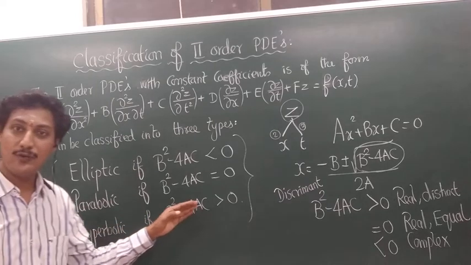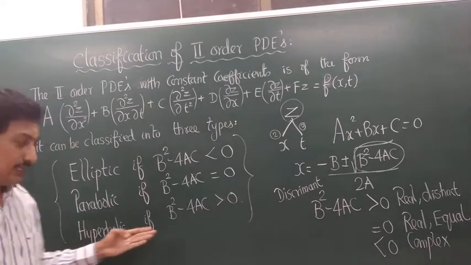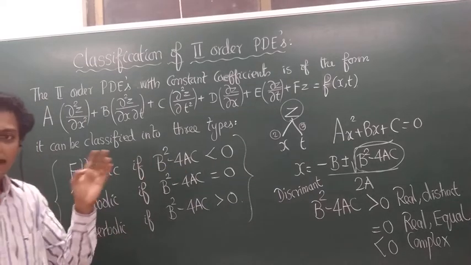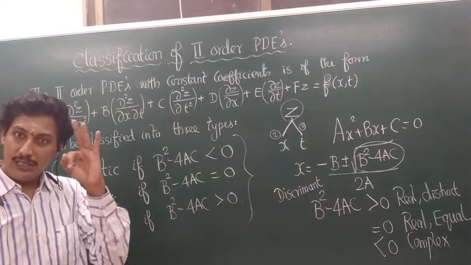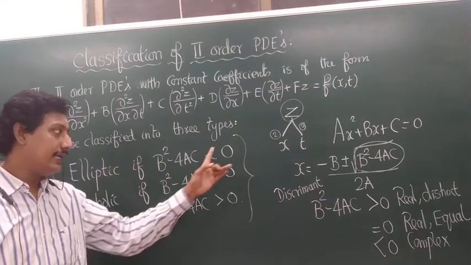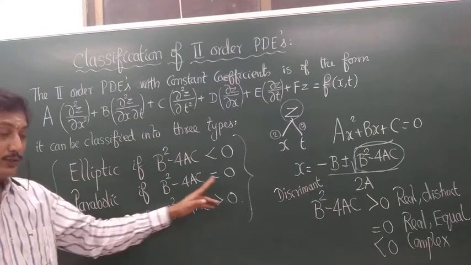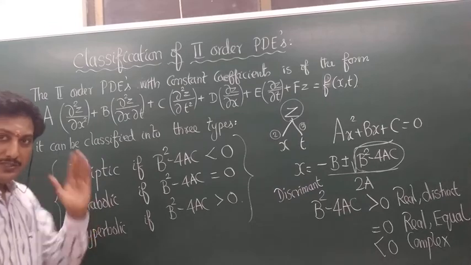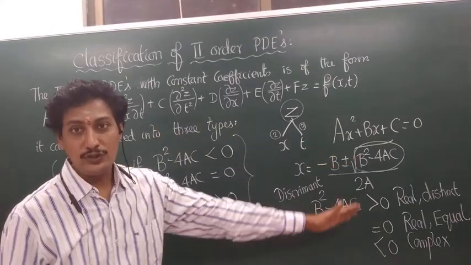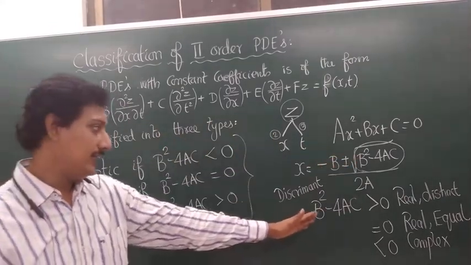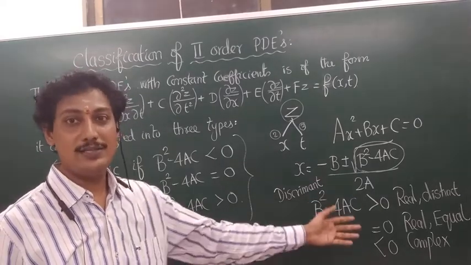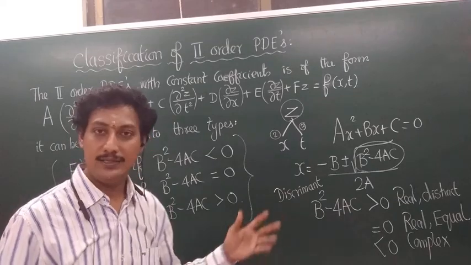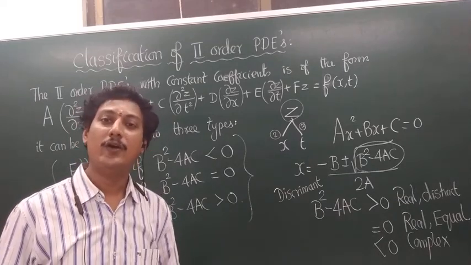Suppose B squared minus 4AC is positive, then it is called hyperbolic. So B squared minus 4AC is the value. There are three possible values: negative, elliptic; equal to 0, parabolic; positive, hyperbolic. This is similar to the nature of the roots in the quadratic formula. That is, B squared minus 4AC positive, the roots are real and distinct; equal to 0, real and equal; less than 0, that is negative, we get complex roots.